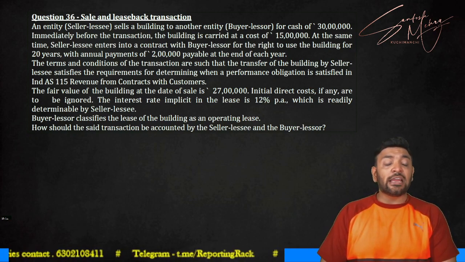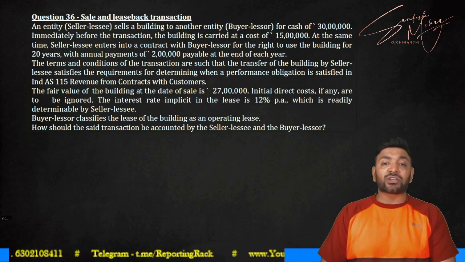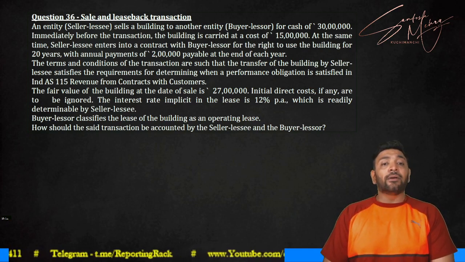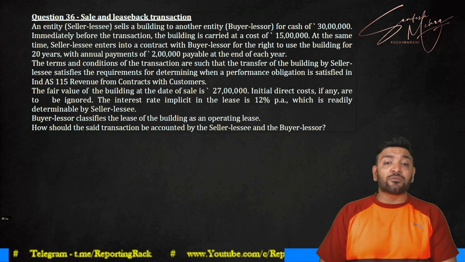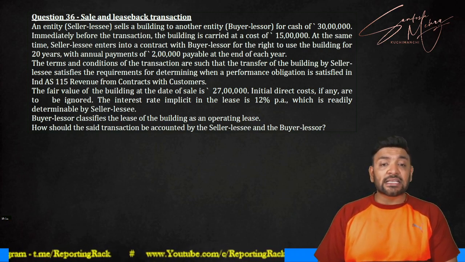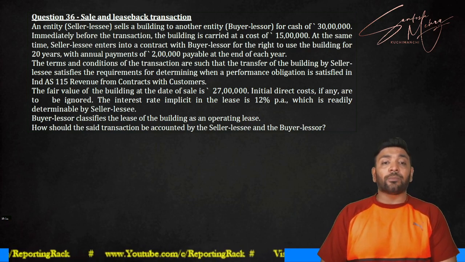Initial direct cost, if any, shall be ignored. The interest rate implicit from lease is 12%, which is readily determinable per seller lessee. Buyer lessor classifies the lease of building as an operating lease. How should the said transaction be accounted for by the seller lessee and the buyer lessor?